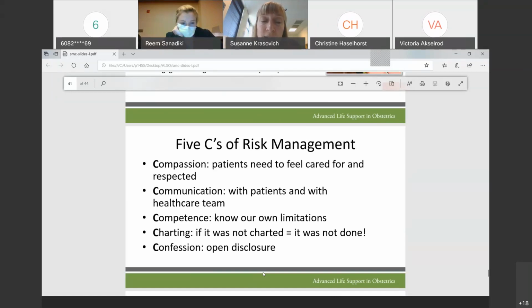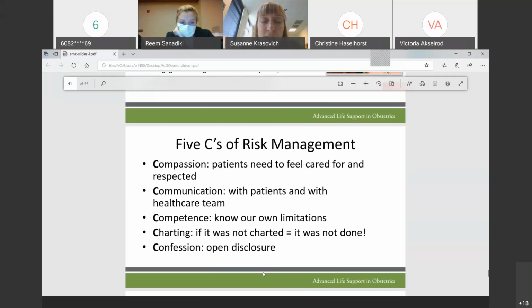Competence, of course, is important, and it's important for us to know our own limitations. So when do you get that consultant involved? When do you get the surgical OB provider involved, if that's your limitation? Paying attention to charting is important. So if you don't document it, it's considered that it never happened, right? So if there was a discussion with a patient, let's say you recommend a particular treatment plan and the patient disagrees, if that's not charted, then it's hard to go back and talk about how we discussed that and the patient refused to do it.